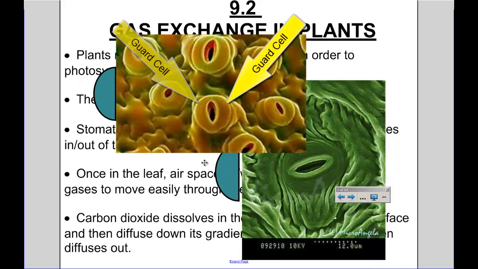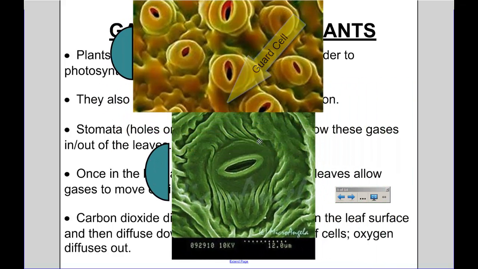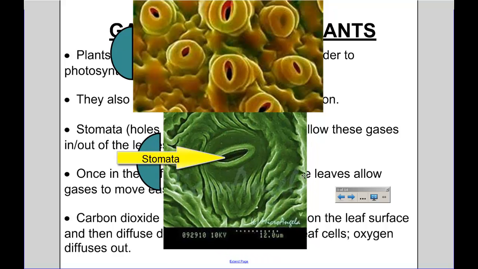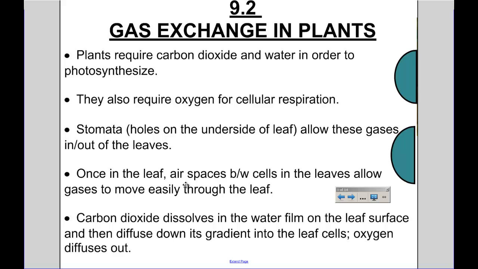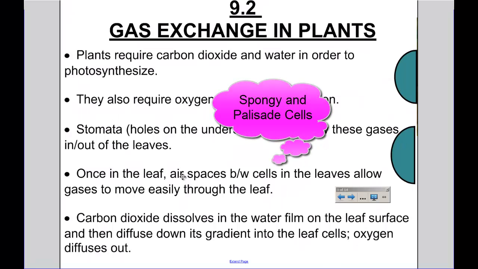There's another picture here that we can see, even a little bit bigger, so there's a little more detail. You'll see the hole in the middle, or the opening, is the stomata. The cells on the outside are the guard cells. Once in the leaf, air spaces between the cells allow gases to move easily through the leaf. So that would be in between the spongy tissue cells.